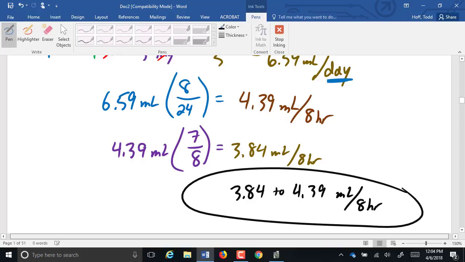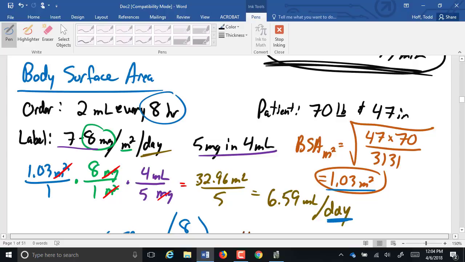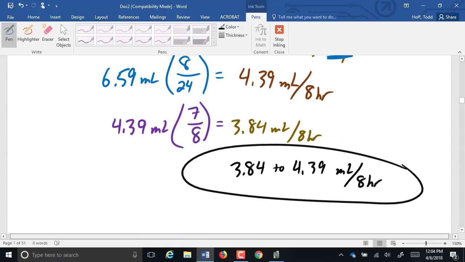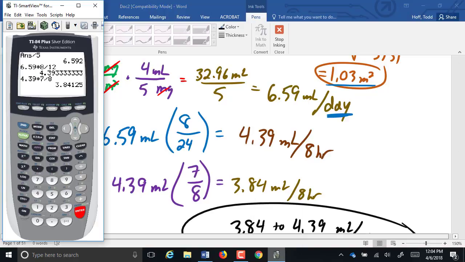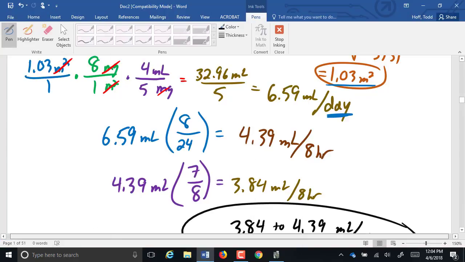The doctor's order of 2 every 8 hours is kind of low. Something went wrong here. Something did seem a little off there. Did anybody catch what I did wrong?